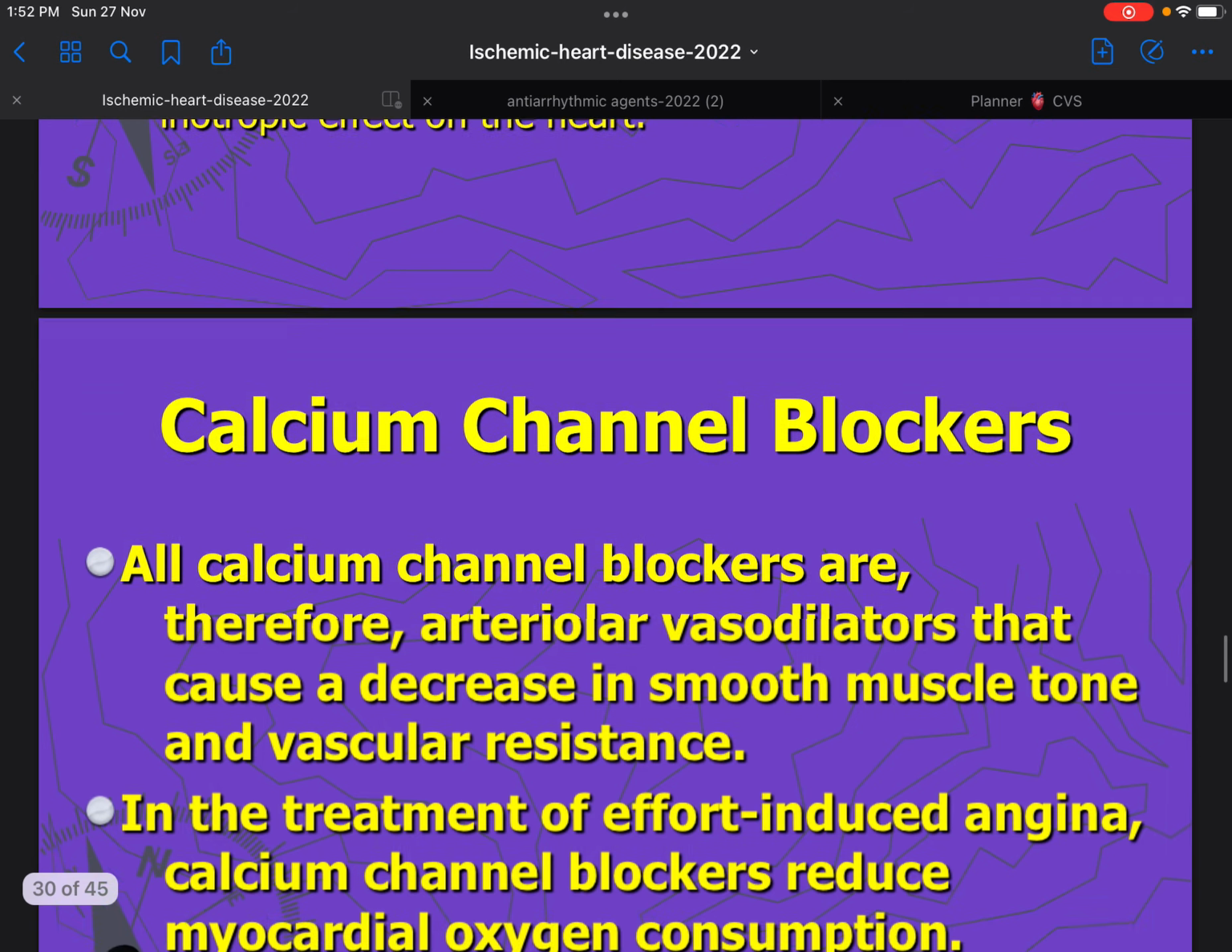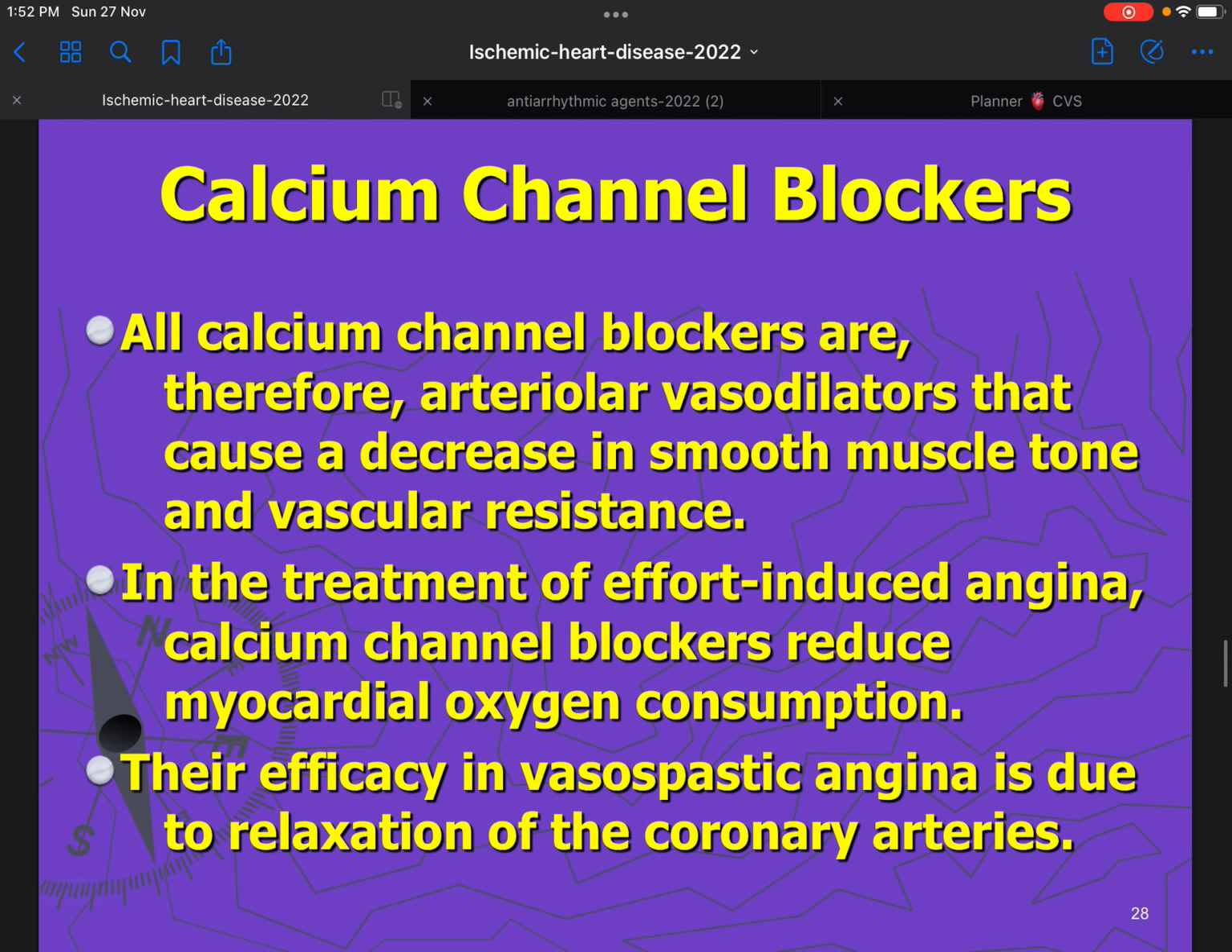So we'll stop here. Next time we have a few slides left that will be included in the exam, and we'll start with a new topic that's not going to be included: antihypertensive agents.